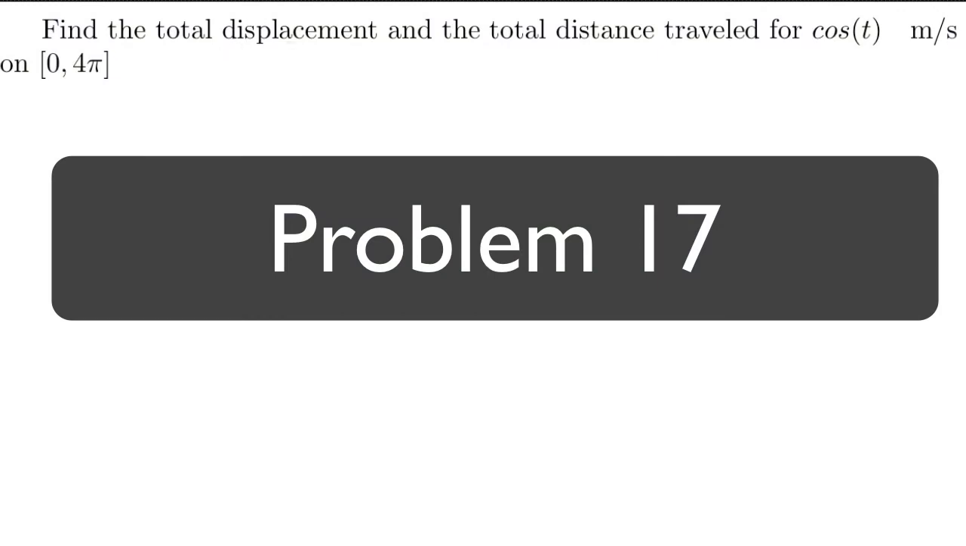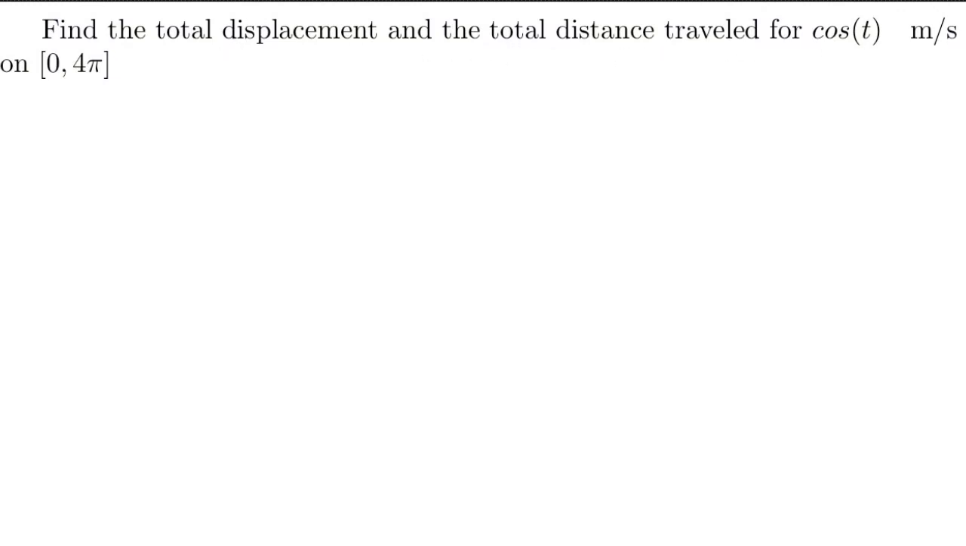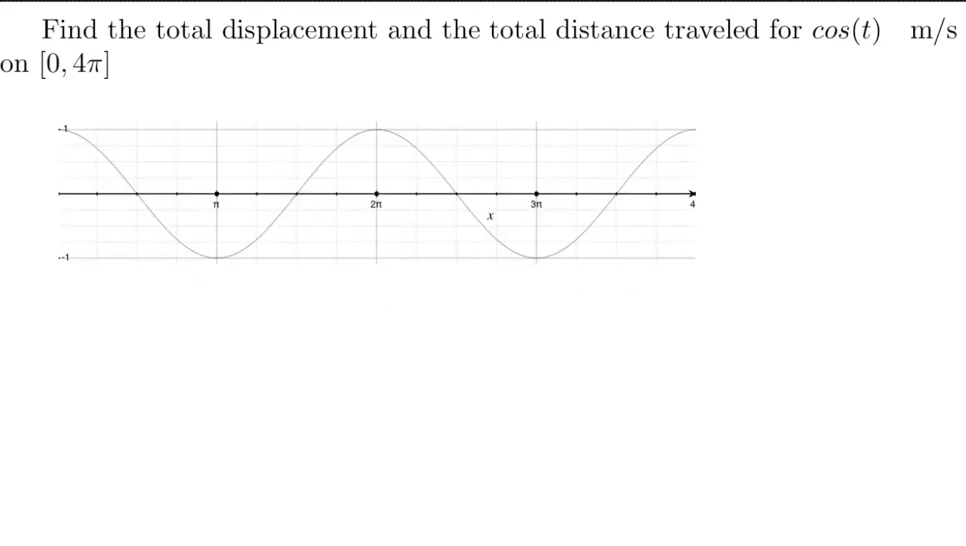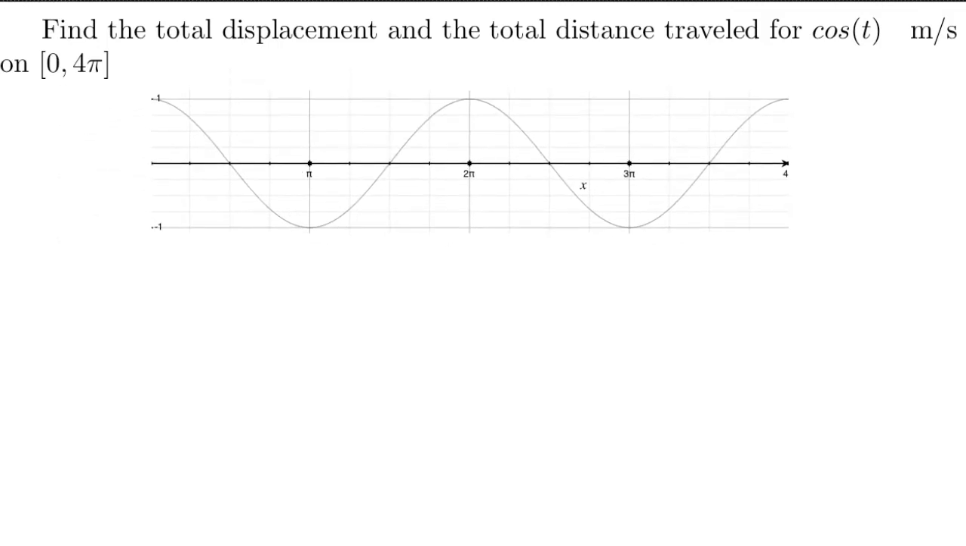Okay, so we're trying to find the displacement and the total distance traveled for cosine in meters per second on the interval from 0 to 4 pi. So first what I want to do is show you the picture so you can get an idea for what's going on here. So this is cosine from 0 to 4 pi, and to find the displacement, first what we would do is find the area above the x-axis, and that would count as positive area.